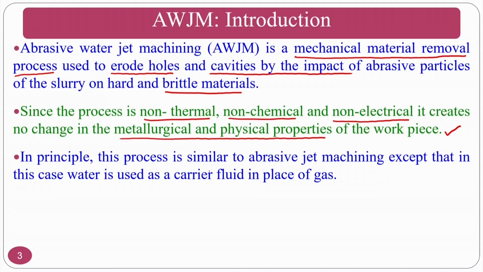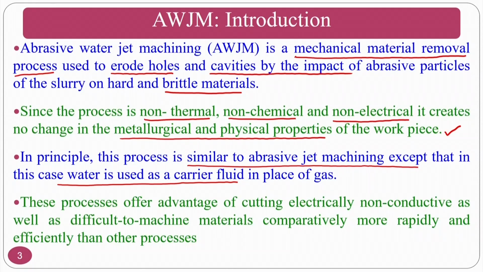In principle, this process is similar to the abrasive jet machining process, as I said, except that in this case water is used as a carrier fluid in place of gas. The process offers the advantage of cutting electrically non-conductive as well as difficult to machine materials comparatively rapidly and efficiently compared to other processes. That means that if I want to cut electrically non-conductive samples by EDM, it is not possible, and if it is a difficult to machine material, very hard or very brittle, it is very difficult to cut using the EDM process and other processes, but you can cut using the abrasive water jet machining process.